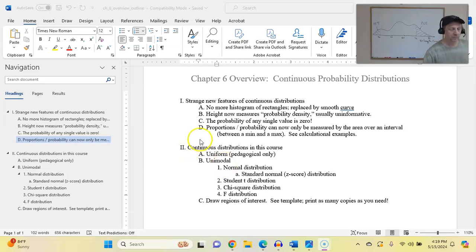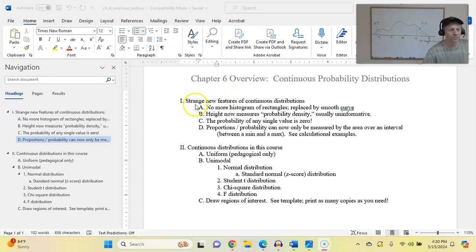So when we make this transition from discrete distributions to continuous distributions, we get a different set of properties, and some of them are pretty strange. So I wanted to go over these properties at the very beginning of the chapter. A lot of this material is not really in the book. It's just kind of an overview. But I think it's important to understand these concepts before we dive into problems and examples.